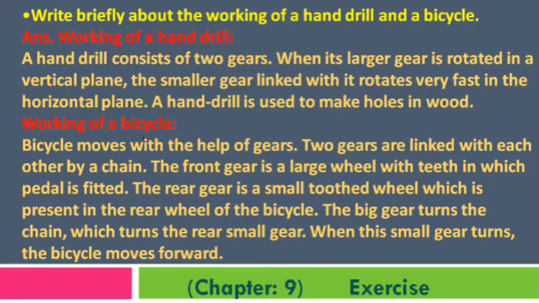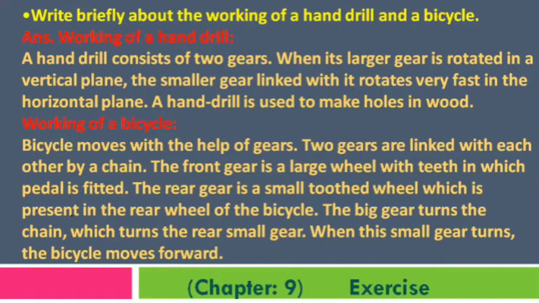Next part of this one, working of a bicycle. So a bicycle moves with the help of gears. We know that. Two gears are linked with each other with a chain. The front gear is a large gear with the teeth fitted in the pedal, and the rear gear has teeth which is present in the rear wheel of the bicycle.